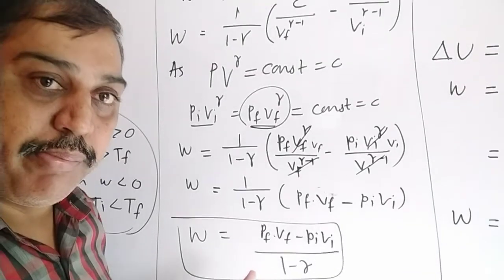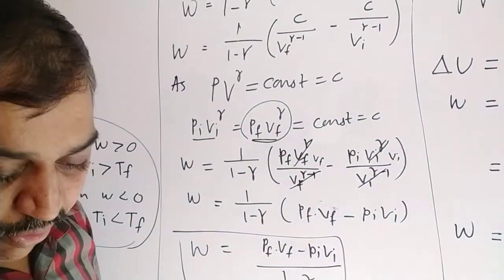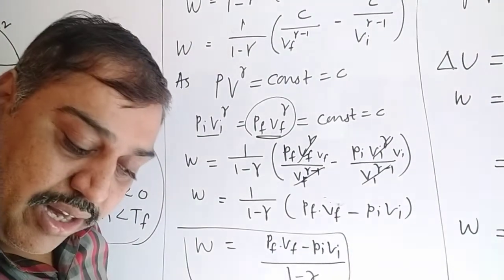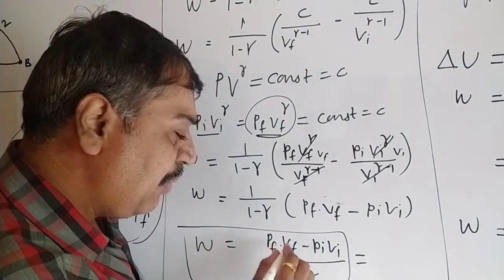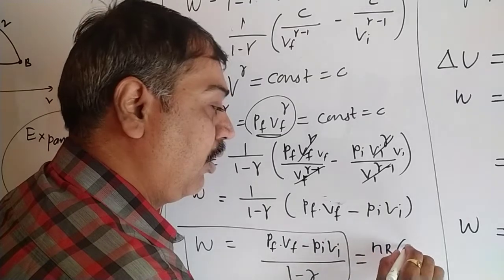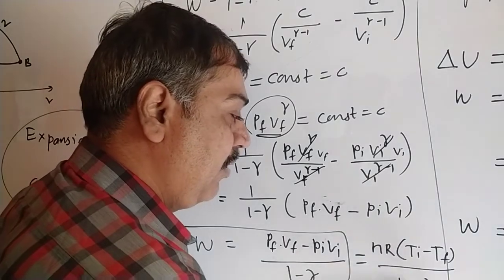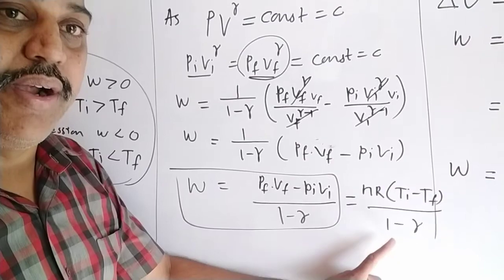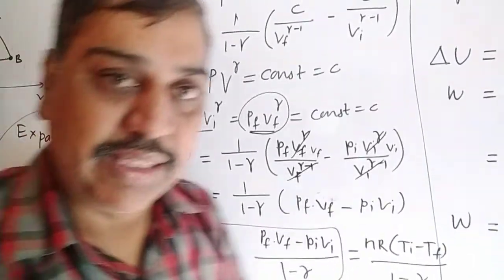Now the point to remember in this equation, we have written Pf Vf minus Pi Vi. So we know that PV equals nRT, so we can use that concept. You can rewrite this equation further as nR into Ti minus Tf divided by 1 minus gamma. This we have written according to the equation of ideal gas. That's it.